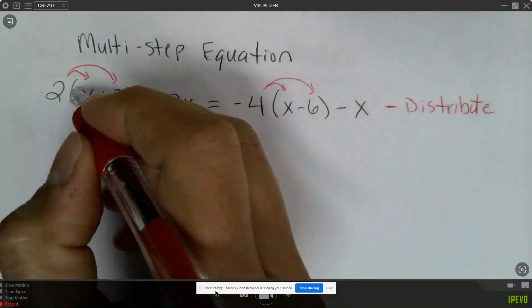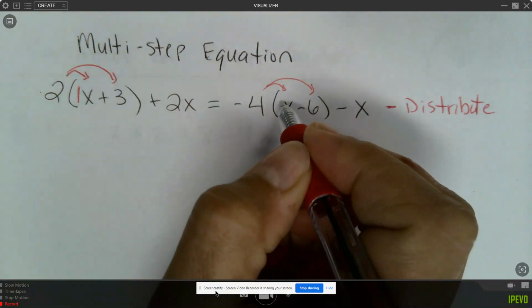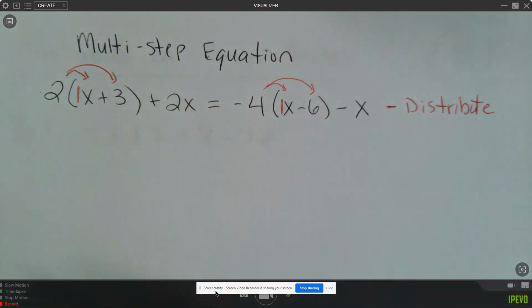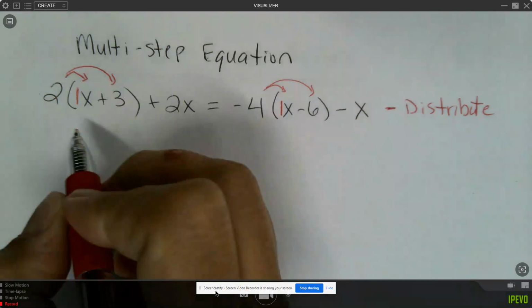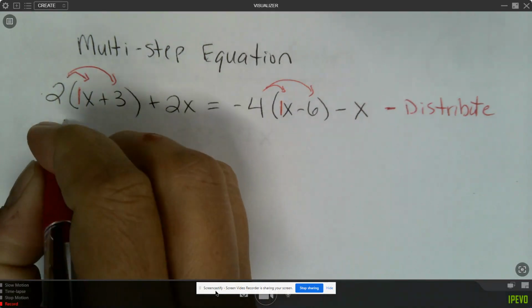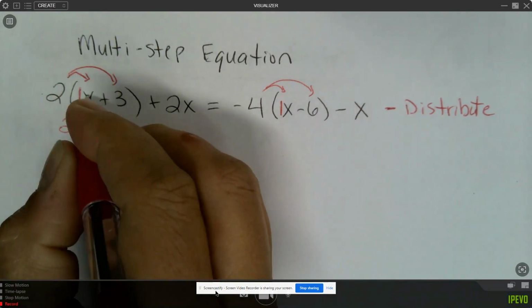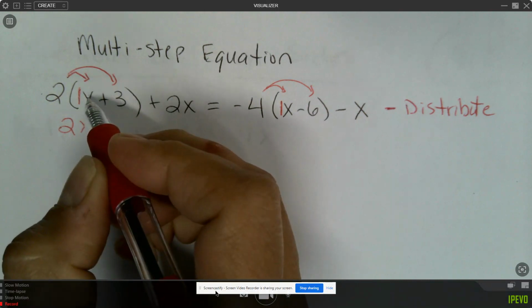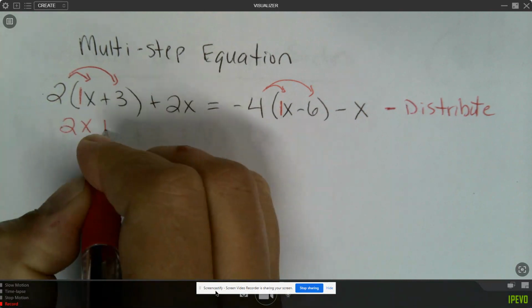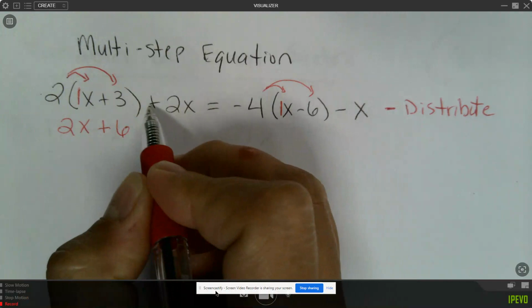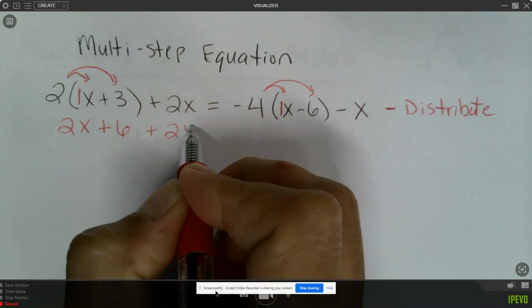Now, because I don't have the numbers here, I am going to place the 1s in front of the x's just so you do not forget to multiply them. All right, so when we distribute, it's going to be 2 times 1x. That's 2x. Just write it right below it because that's where it goes. Then 2 times 3, that's 6. This doesn't have anything, but I do have to bring it down.